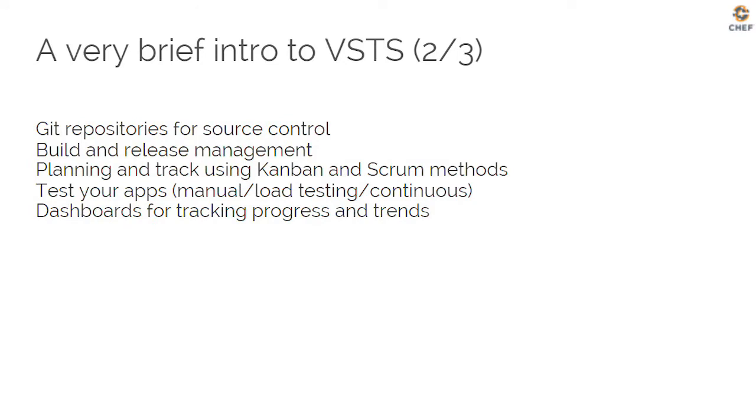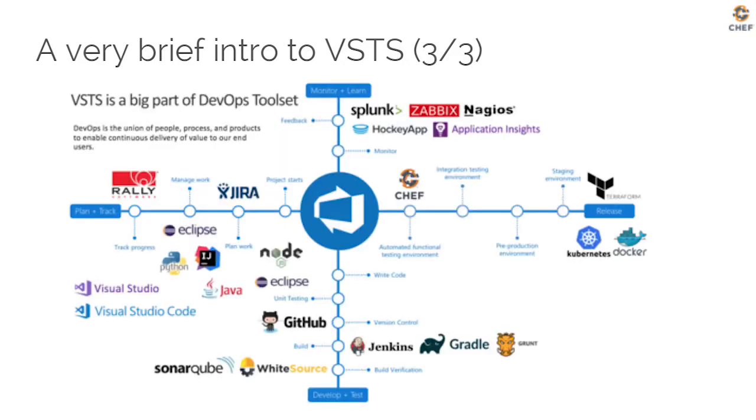VSTS provides the means to manage your code base through Git repositories and also controlled build and release cycles. You can use Kanban and Scrum frameworks for planning and tracking your projects, as well as test your applications and track progress of various initiatives through comprehensive dashboards powered by VSTS.